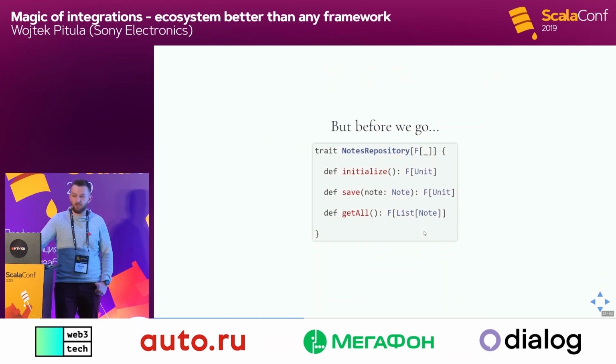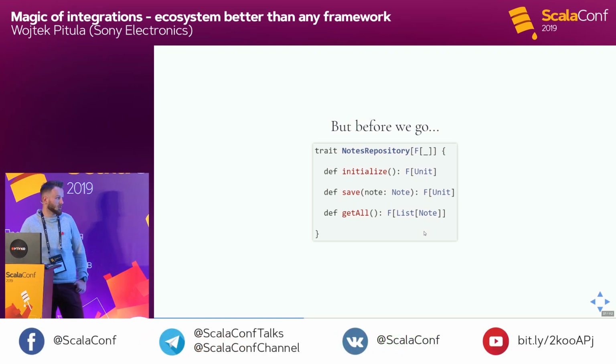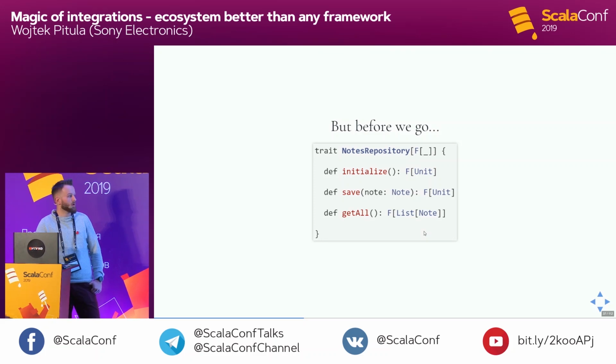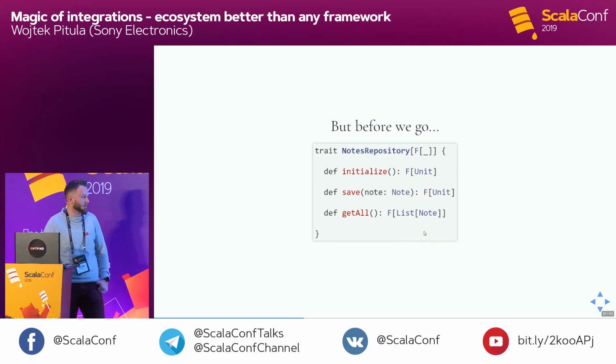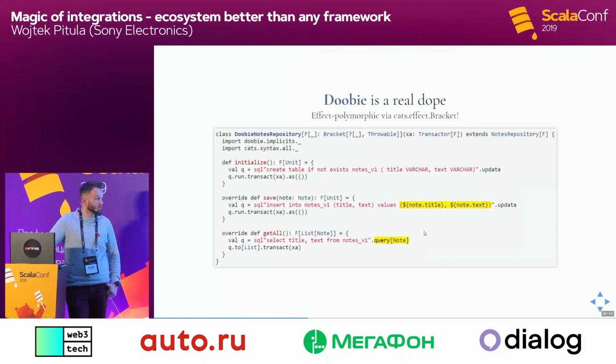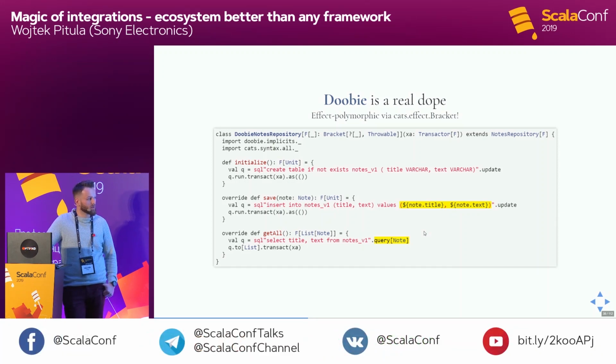So this is what we need from our persistence layer. We need a way to initialize database, so apply some schema evolutions probably. We want to save the node in the database and retrieve the nodes from the database. And with Doobie, it's simple. You just write your SQL, you put it in the SQL interpolator, and this is your query. Doobie will automatically take care of encoding the parameters.